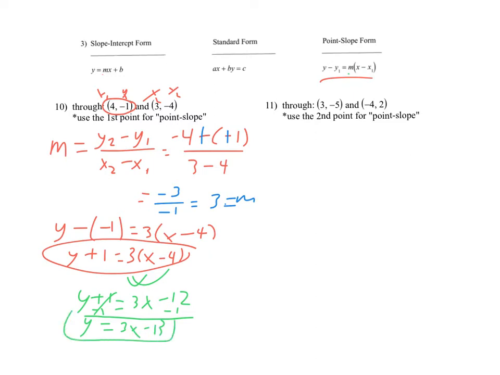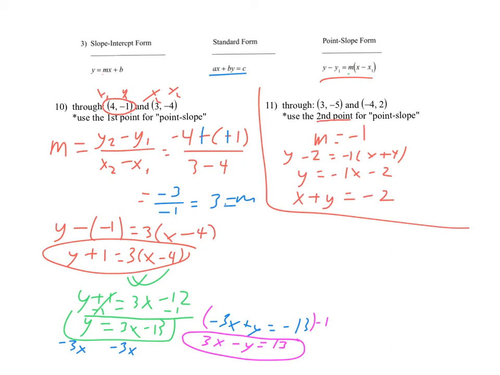Lastly, we want to use the standard form, so that means we need to get the x and the y on the left. And so I'm going to subtract my 3x over to this side. So I get -3x plus y equals -13. However, I don't like that negative, so I'm going to multiply this by a -1. And that's going to give me 3x minus y equals 13.